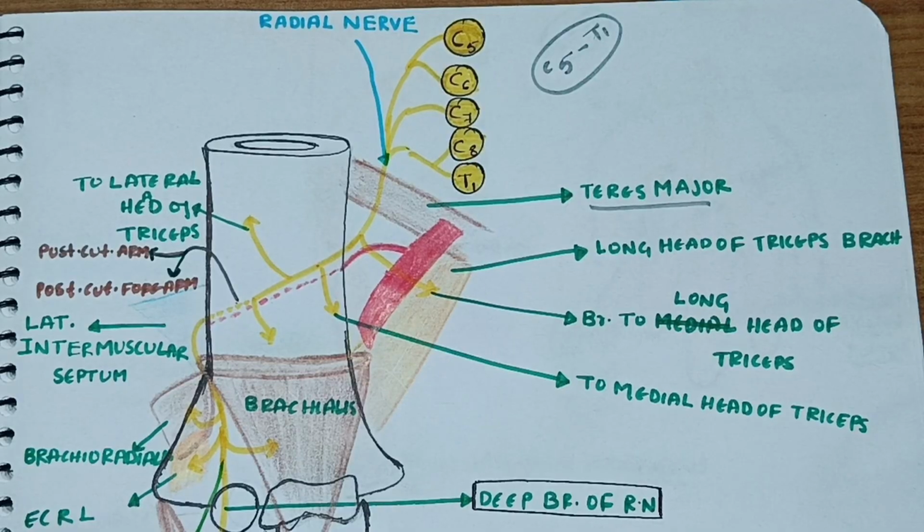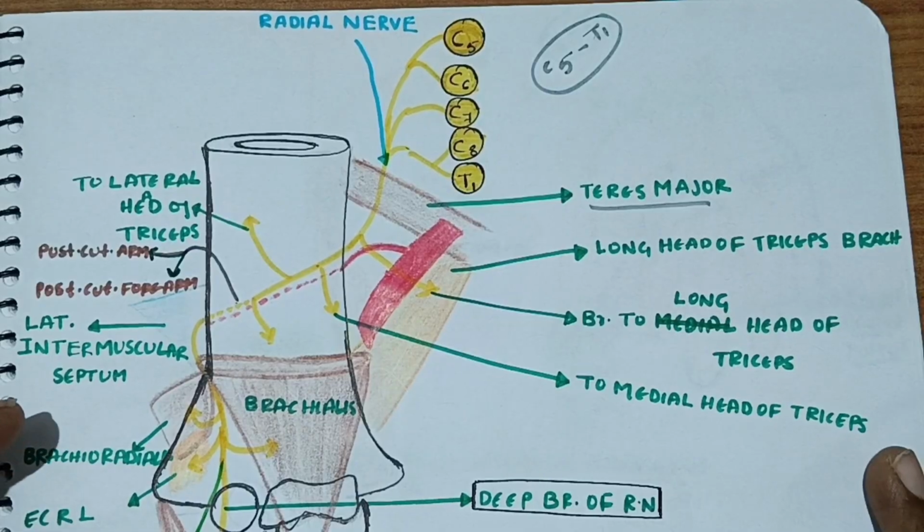Today we are going to discuss the radial nerve. In the last class we completed the median nerve, and today we are going to complete the radial nerve. The root value of the brachial plexus is what? It is formed by the roots of C5, C6, C7, C8 and T1. The radial nerve is also formed by these main roots: C5, C6, C7, C8 and T1.